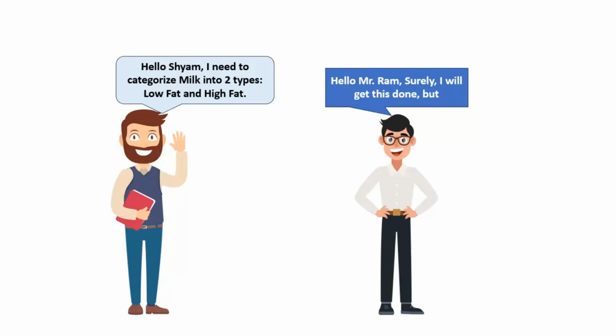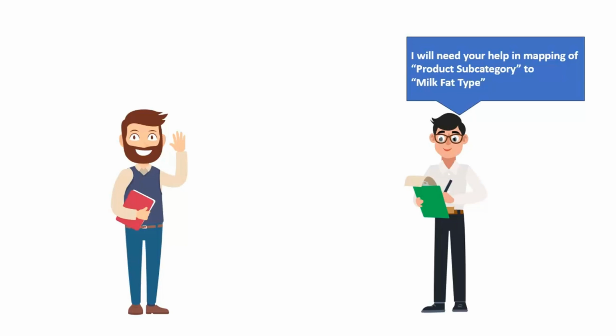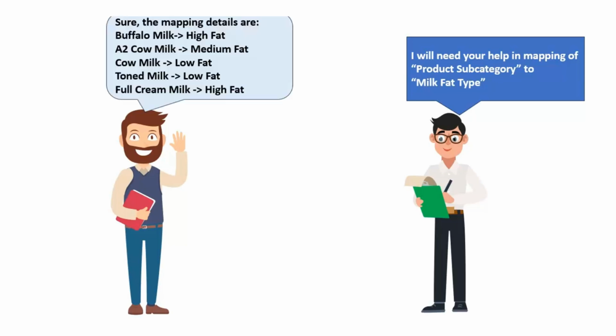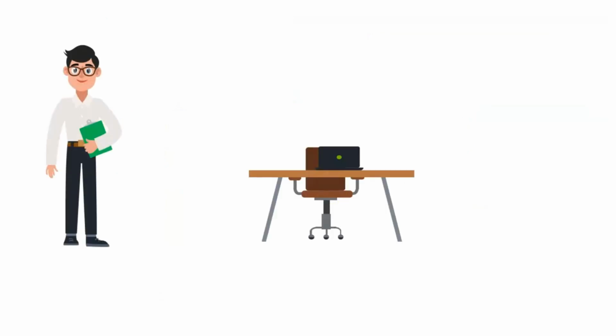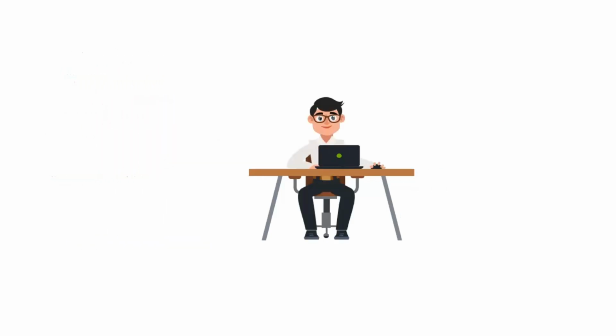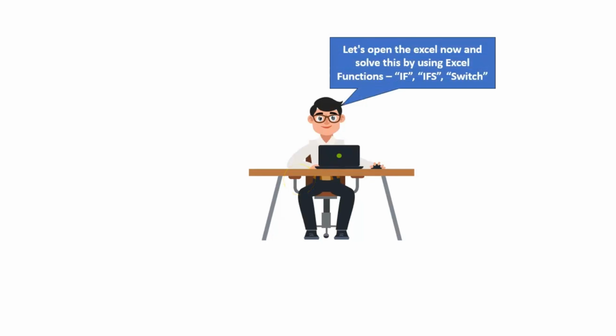To this request, Sham agrees but requests Mr. Ram to share the mapping of the product subcategory to the milk fat type. Mr. Ram shares the details that are noted by Mr. Sham. Mr. Sham, after noting down the requirements, moves towards his desk and opens the Excel to implement the enhancements requested by Ram, who is our stakeholder. Mr. Sham believes that he can make this enhancement using Excel functions such as ifs, and switch functions.